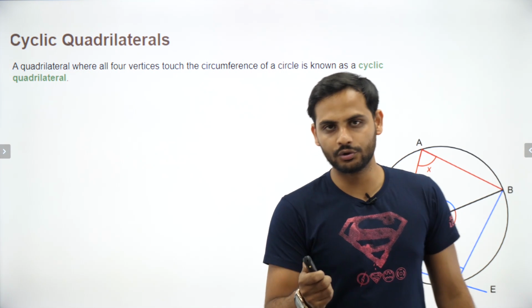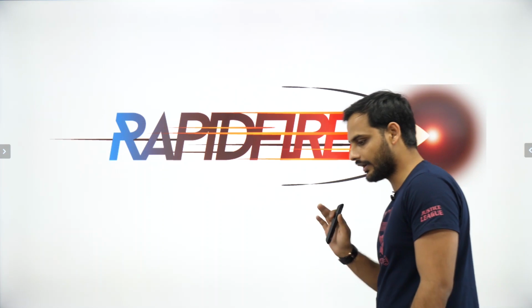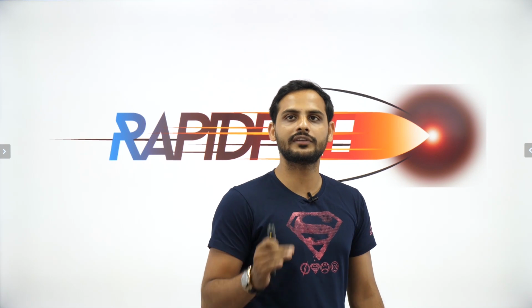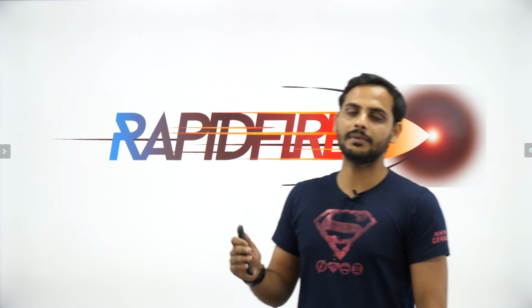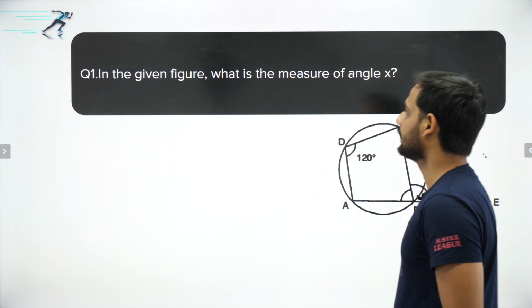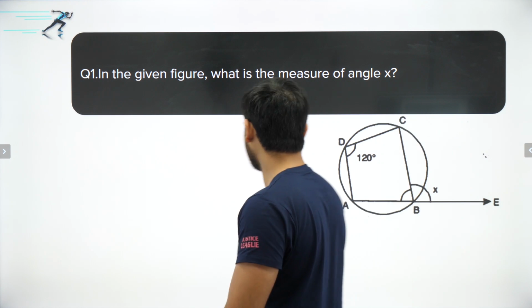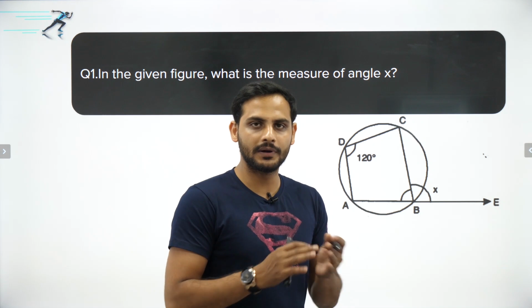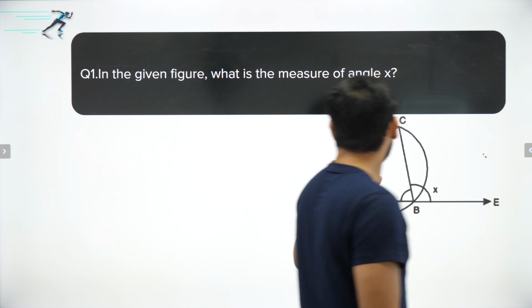So let's move to the questions of cyclic quadrilateral. I have told you this thing, bacho. Whenever you get cyclic quadrilateral questions, keep this always at the back of your mind: opposite angles will be supplementary. Let's move now. In the given figure, what is the measure of angle x? Now see, the questions will be very easy once I have explained the theorem to you properly.